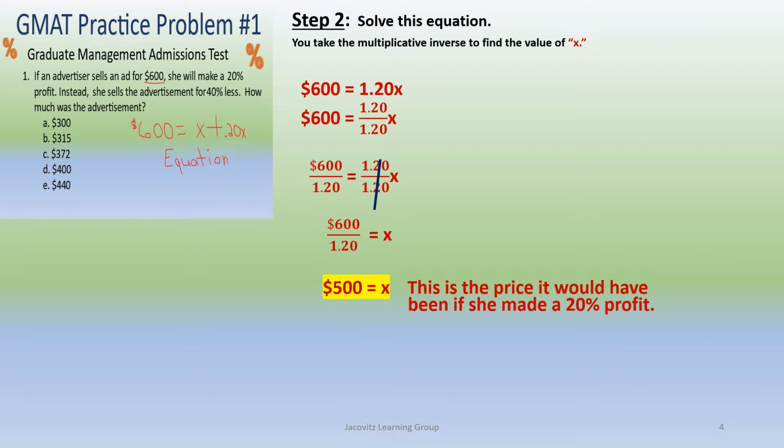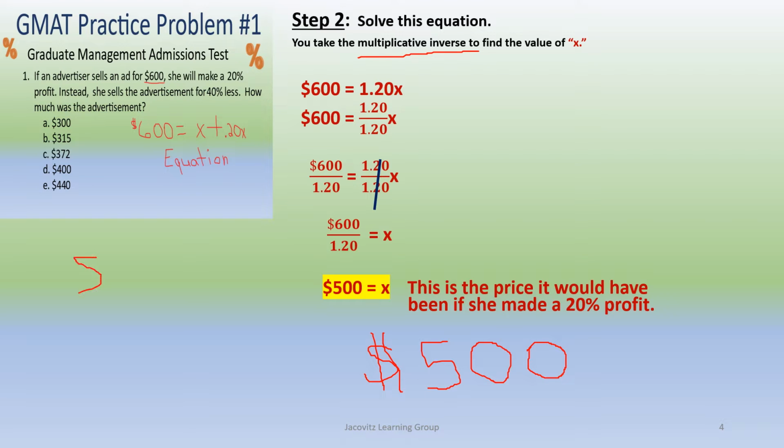Okay, so now you have 600 equals 1.2x. You solve this as a regular equation, so you divide, you take the multiplicative inverse over to the other side. So when you divide 1.20 by 1.20 itself, you get 1, and so this x is isolated by itself. And then over here, if you divide 600 by 1.20, you get $500. And so this $500 is equal to what would have been a 20% profit.